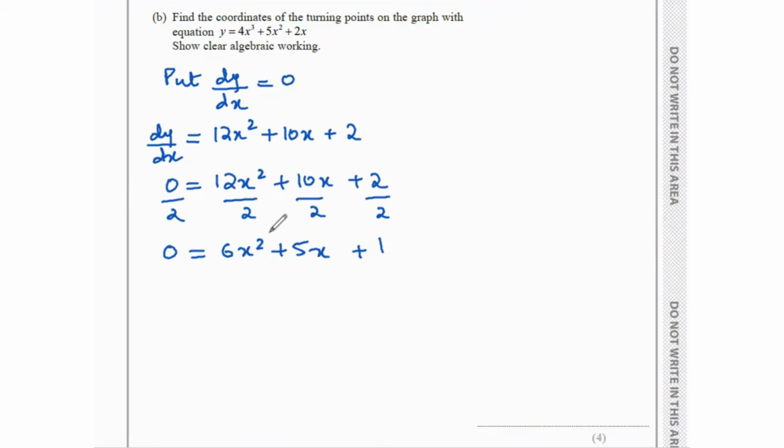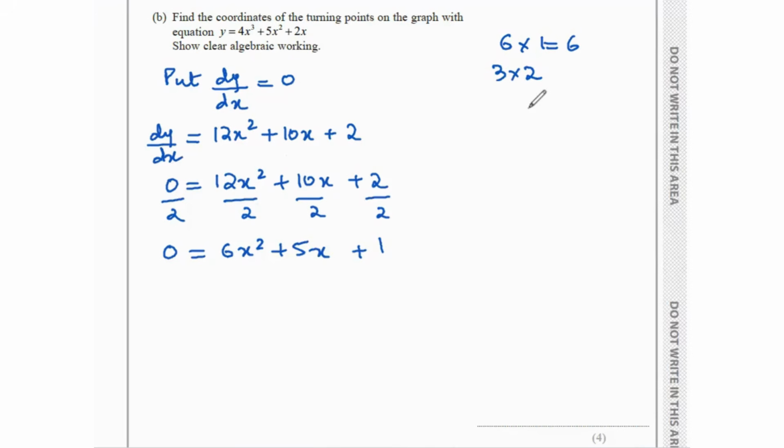Now we have to factorize this. To factorize this equation, you can use the quadratic formula or splitting the middle term. If we use splitting the middle term, we have to multiply the coefficient of x² with the constant. So 6 times 1 is 6. Then we need to list down other factors of 6, which are 3 and 2.